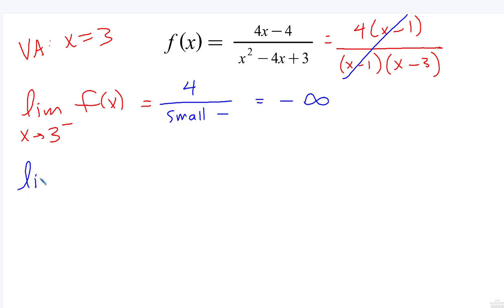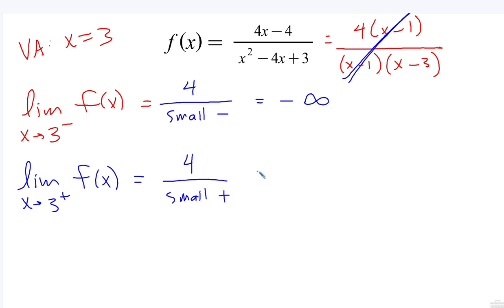And if I look at a limit as x approaches 3 from the right of f of x, well, the same thing's going to happen if I plug in 3.000000001, right? These x minus 1s can still cancel out, and I'm just left with 4 over a very small positive. Well, that's just going to be a very large positive.